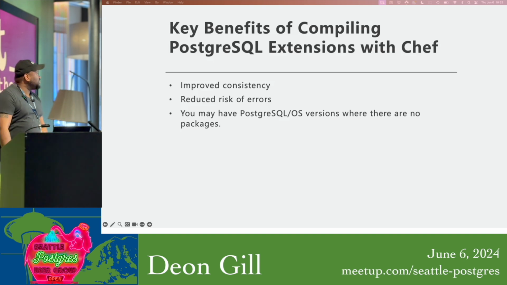As Lloyd was mentioning, the key benefits of compiling your Postgres extensions with Chef: improved consistency, and it reduces the risk of error, so you're not having to do it manually every single time you're building up a Postgres server. And you may have OS versions where there are no Postgres packages, which he was mentioning before. When I started, we were running Ubuntu 18 and upper versions of Postgres, so we had to build these packages to make them work. There are no packages for that one because the OS we were using is so old, which we're now updating across our environment.